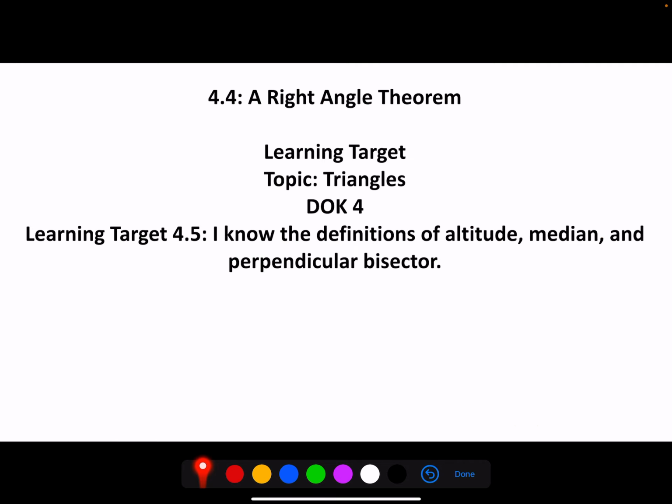All right, so today we're going to be working on a right angle theorem. Our learning target is focusing on triangles. The depth of knowledge is a level 4. What we'll be learning is, I know the definitions of altitude, median, and perpendicular bisector. So again, make sure that you guys are practicing these terms. You will see them quite a bit on the test.